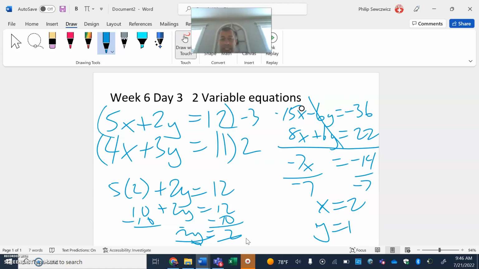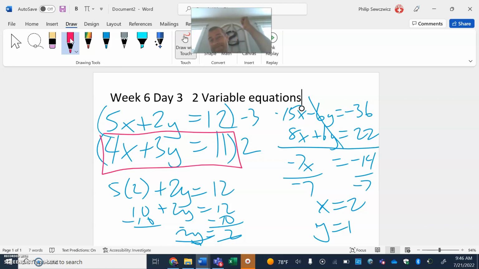So we can plug it in to check. I'm going to do some mental math. I'm going to focus on the bottom one here just because I used the other one before. So 4 times 2 is 8. 3 times 1 is 3. 8 plus 3, 11. Got it. Check the other one real quick. 5 times 2 is 10. 2 times 1 is 2. 10 plus 2, 12. There we go. We're done. We got it.